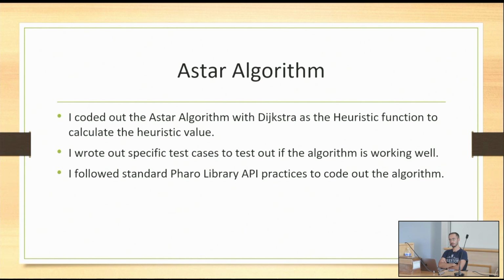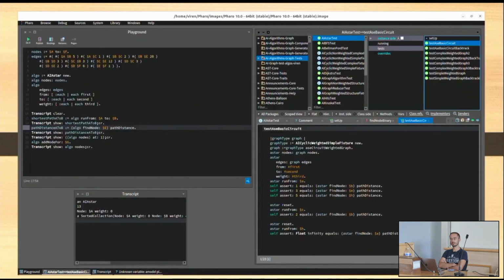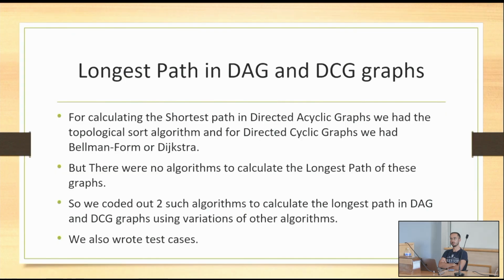Starting out with my work, I coded out the A-star algorithm, where I wrote specific test cases and I used Dijkstra as the heuristic function to calculate the heuristic value. I followed standard API practices and took a reference from other algorithms that were coded out in the same library. Here's a small example of a test code as well as the kind of tests I wrote for the A-star algorithm, and all of them work perfectly.